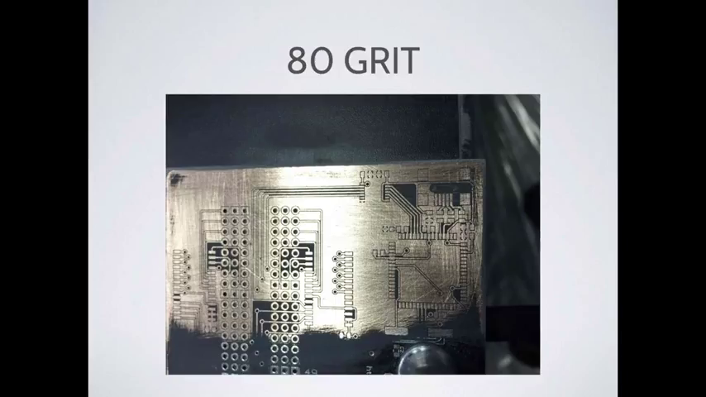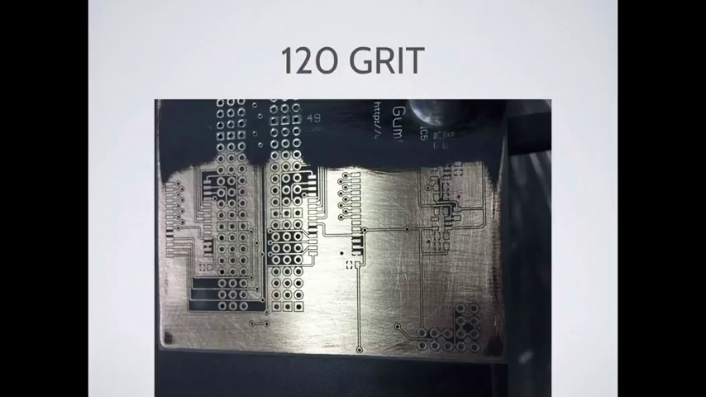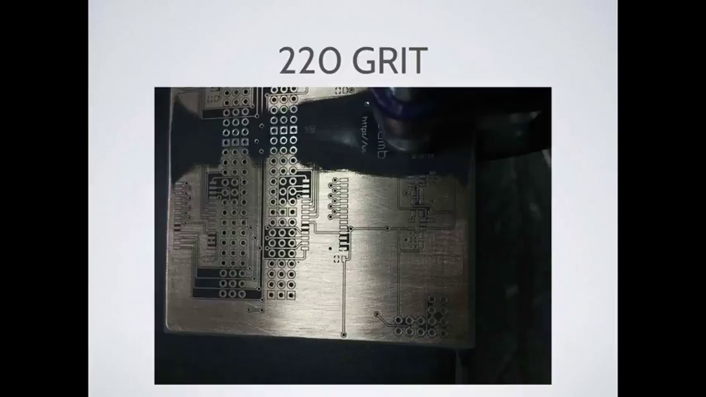But here is the 80 grit zoomed in a little bit. It's got a lot of scratches in it. And I think another thing too, it took off the solder mask pretty well. This is the 120. It has a little bit of scratches, but not too many. Not as much as the 80. And this is the 220. You don't see a whole lot. It's not cutting down into the copper too much.